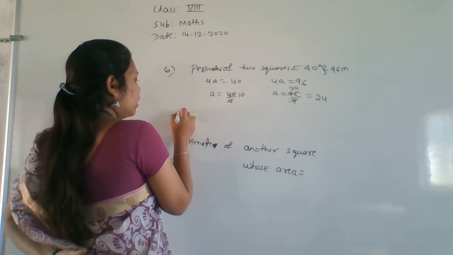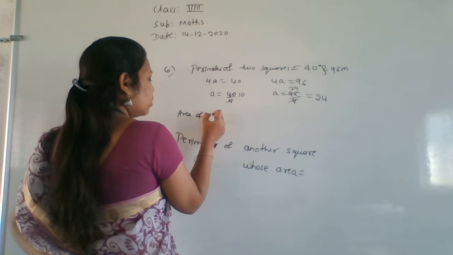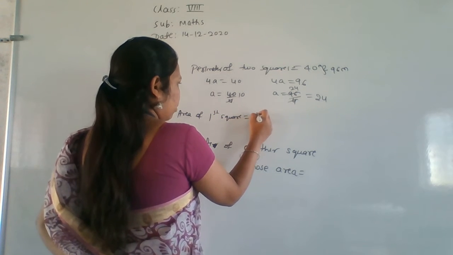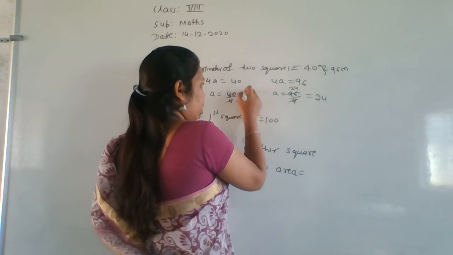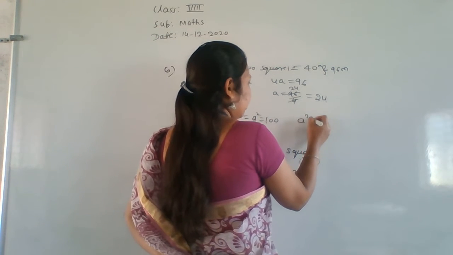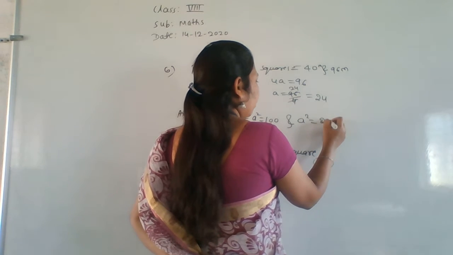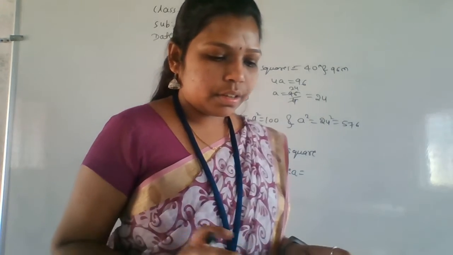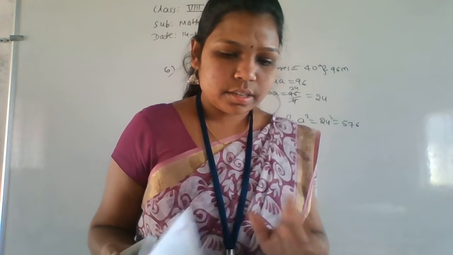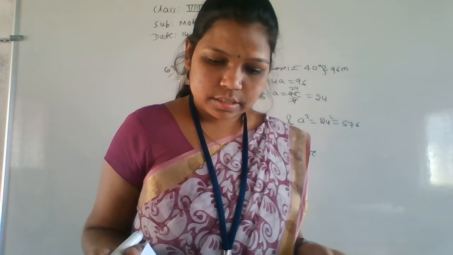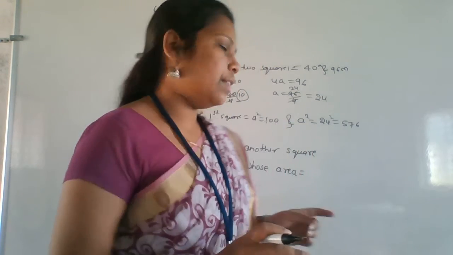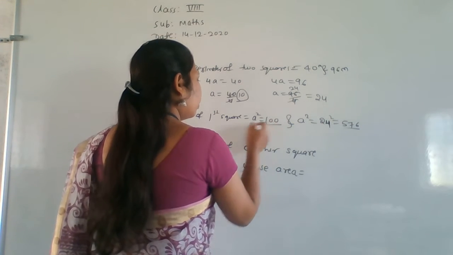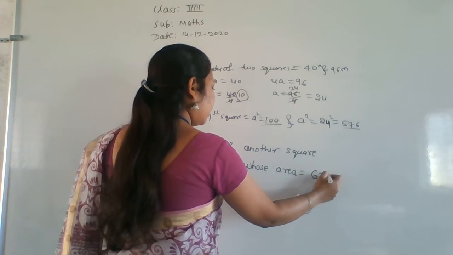Okay, so the area of the first square is a squared, that is equal to 100, because of this 10. And here 24 squared. What is 24 squared? I think 576. Yes, 576. Correct answer. So next one, add these two. That will become 676.